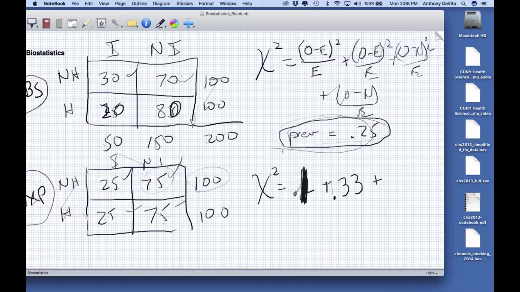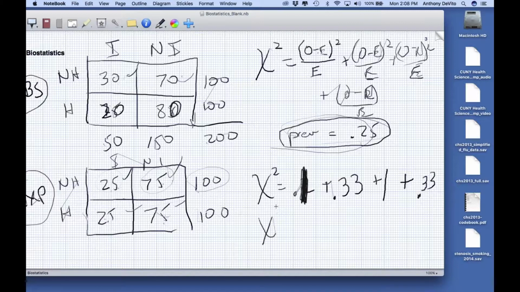Professor, the third column, is that O minus N? That's observed minus expected over expected. These are all the same. They're all the same: observed minus expected over expected. I'm going to do it for the bottom left-hand corner. 20 minus 25 is negative 5. Squared is 25. Divided by the expected, which is 25, is 1. Plus, the last one is going to be 80 minus 75, which is 5, squared is 25, divided by 75 is 0.33.